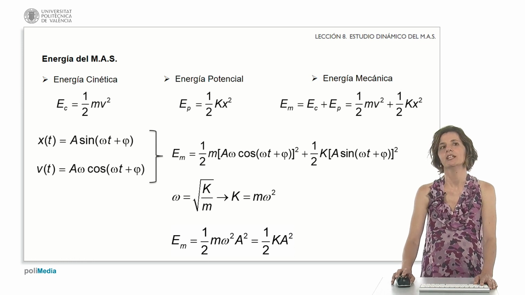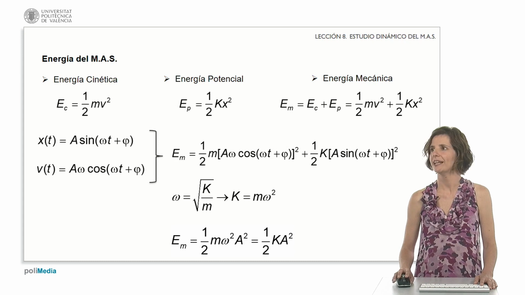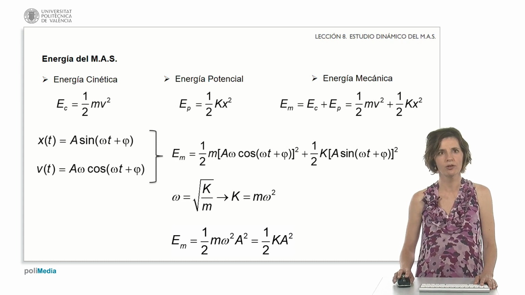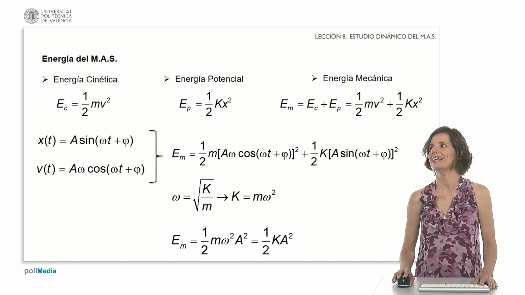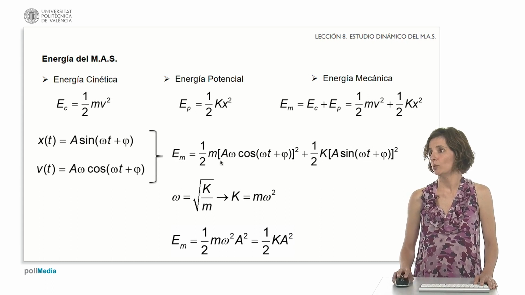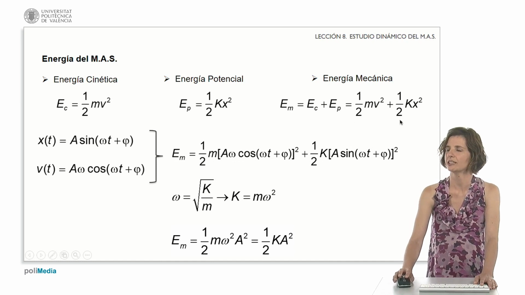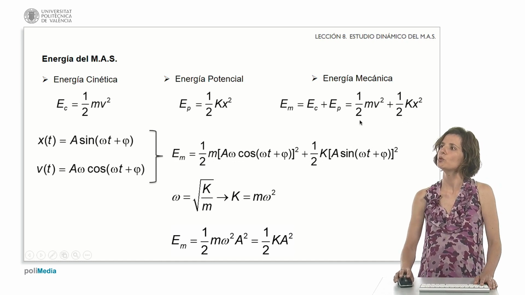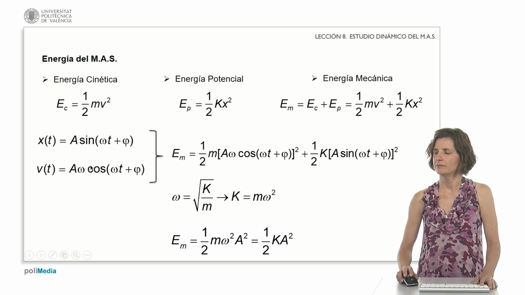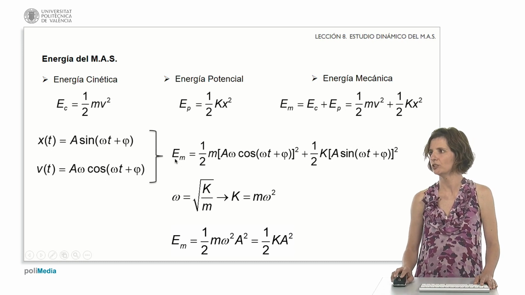Therefore, the kinetic energy is 1/2 of the mass times the velocity squared, the potential energy of the spring is 1/2 of kx squared, and the mechanical energy, which is the sum of the two, is equal to this term right here. It's the sum of those two expressions. If we substitute here the elongation and the velocity of the simple harmonic motion, we get this expression.